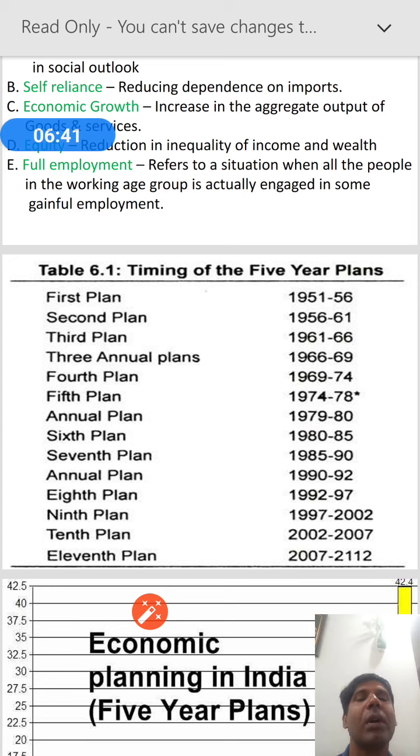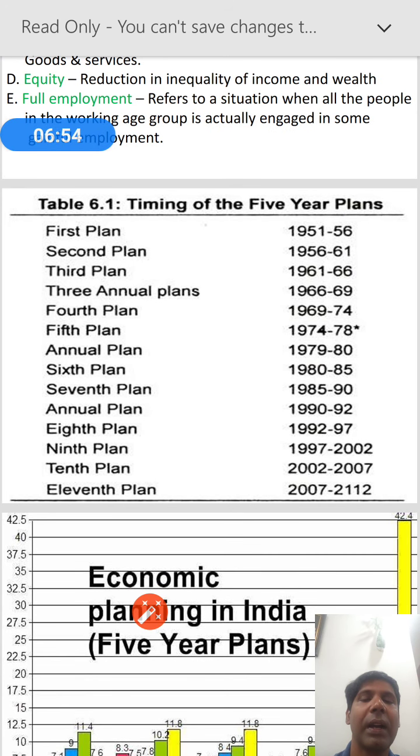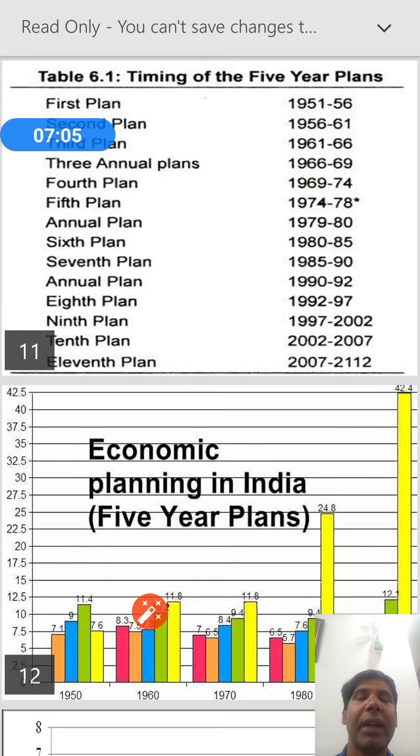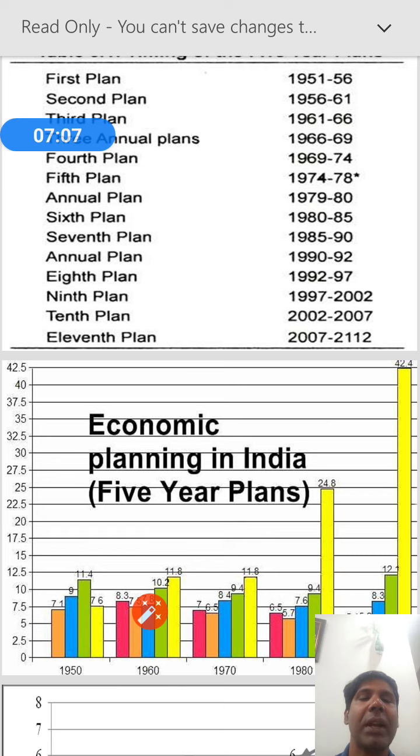Now we come to what the 5 year plans are. The first 5 year plan was from 1951 to 1956. The second plan was 1956 to 61. Then the third plan was 61 to 66. And there were 3 annual plans from 1966 to 69. The fourth plan was 69 to 74, and the fifth plan 74 to 78. The annual plan was 79 to 80. The sixth plan was 80 to 85, and the seventh plan was 85 to 90.